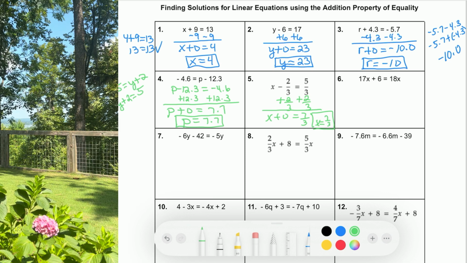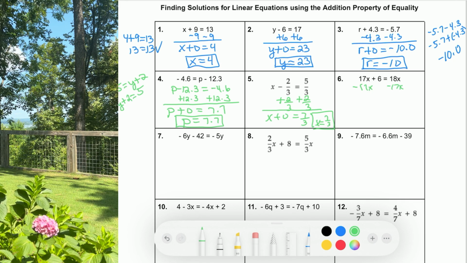Number 6. Now we have basically x's on both sides. So remember, the goal is always to get the x's by itself. But before we can do that, we need to get all of the x's together and then move numbers. So I need to get that 17x with that 18x. I'm going to subtract it.